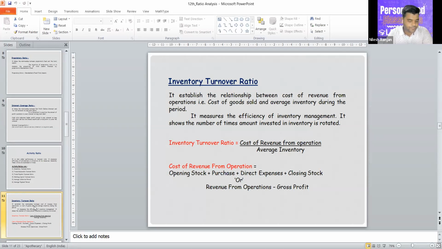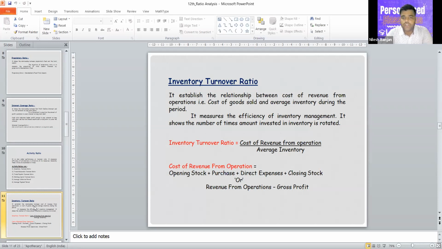Manisha? Yes, sir. Can you tell me how to calculate average inventory? Opening inventory plus closing inventory divided by 2. Yes, opening inventory plus closing inventory divided by 2.